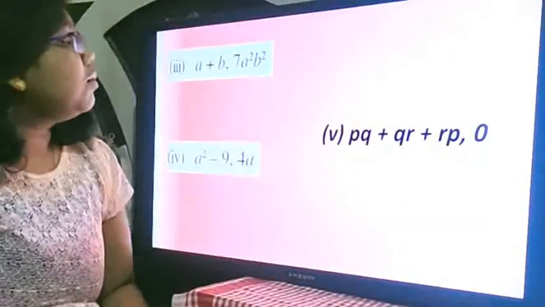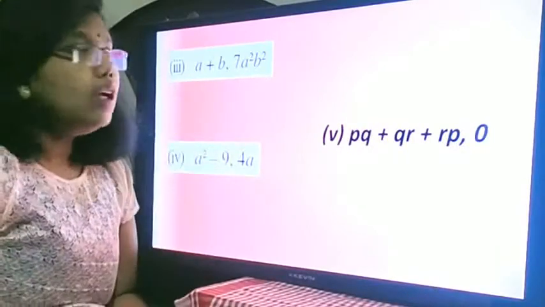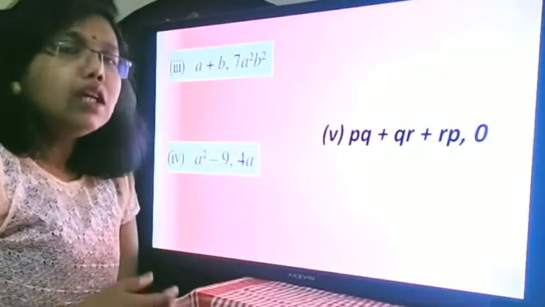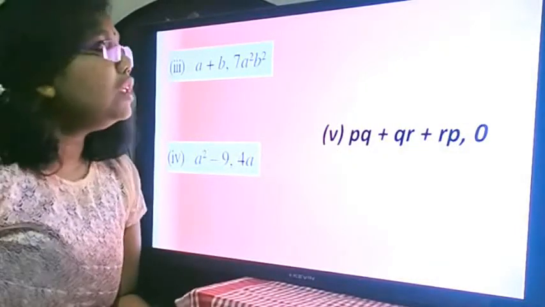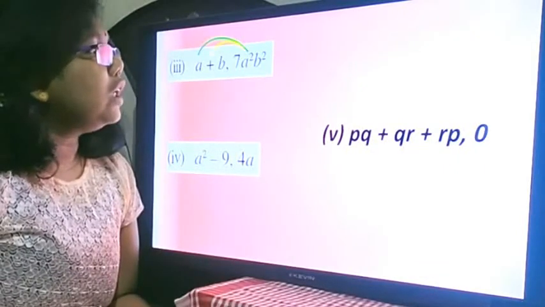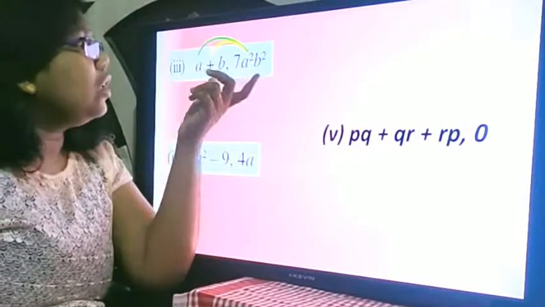Now the next question, a plus b multiplied by 7a square b square. Here the binomial is given first and the monomial is given in the second place. The same thing happens because multiplication is commutative. So a multiplies 7a square b square, and b multiplies again 7a square b square. So your answer would be a into 7a square b square.